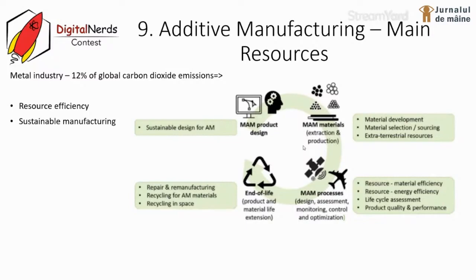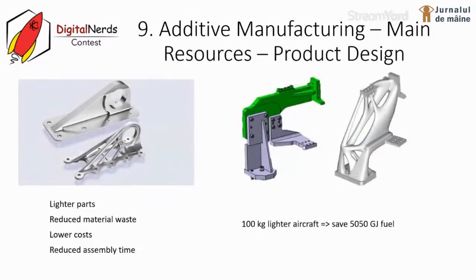Okay, and in this way, we also need to think, I'm going to split this into 4 fields. Initially, we need to think about the product design. After that, we need to discuss materials. After that, the processes. And in the end, the end of life. Okay, and if we discuss product design, here is the best example.